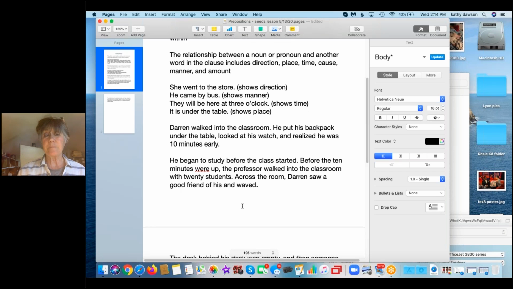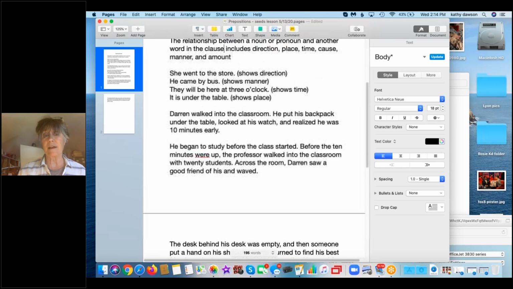So what I did was I put together 3 paragraphs, and if you were here in the lesson, I would be asking you to underline the preposition and or the prepositional phrase. So I'll do it for you, but feel free to just do it again on your own once we're done here. Darren walked into the classroom. So the preposition is into, prepositional phrase is into the classroom.